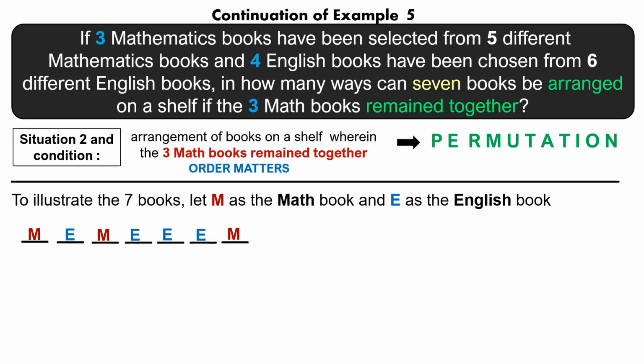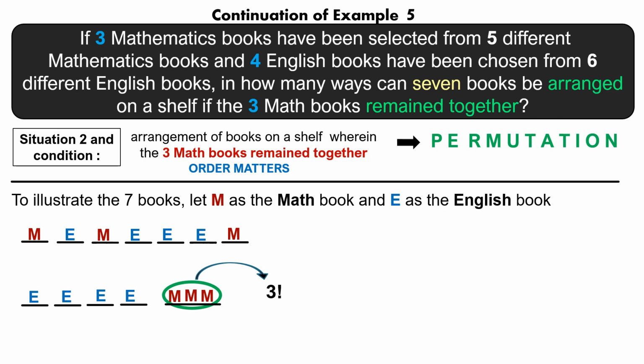Let us do the first arrangement of the 3 mathematics books. Group the 3 mathematics books as 1 unit. Then, we place separately the 4 English books on each slot. Then, go back to the 3 mathematics books, grouped as 1 unit. Let us permute or arrange them again among themselves. So, we have 3 factorial ways for this arrangement.